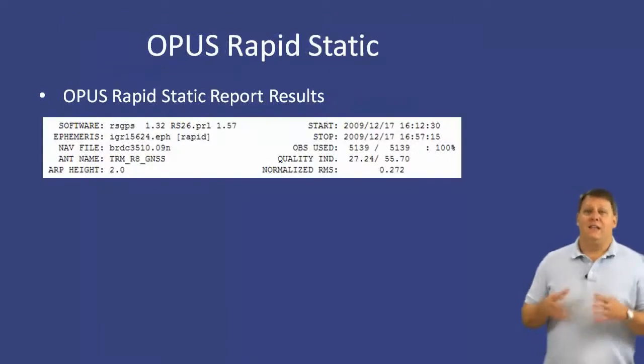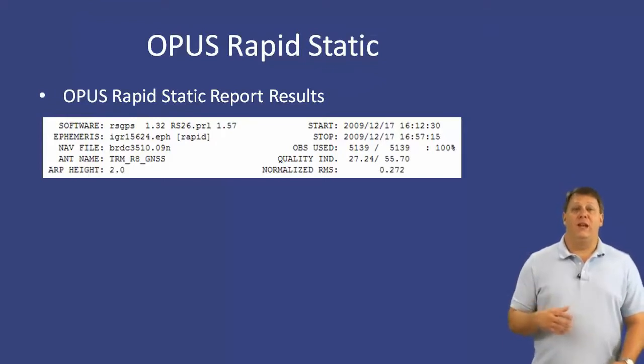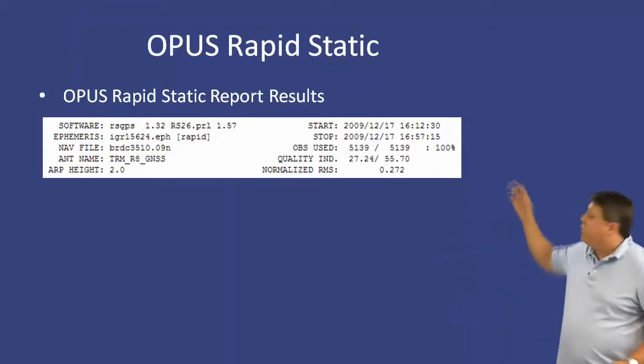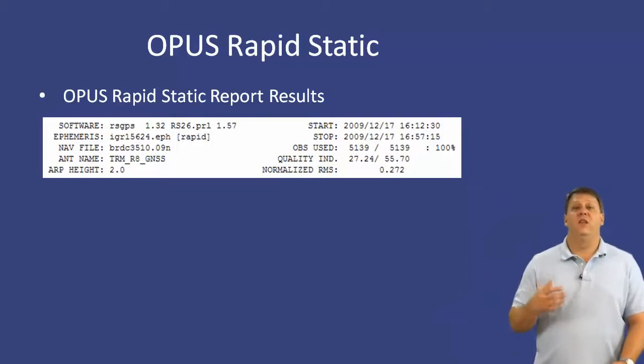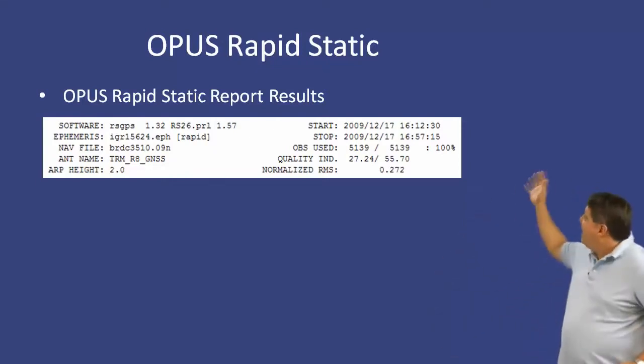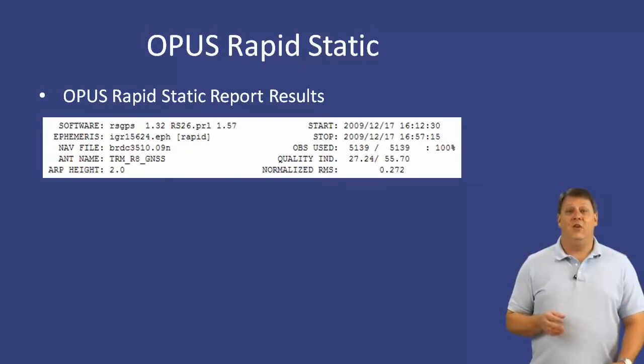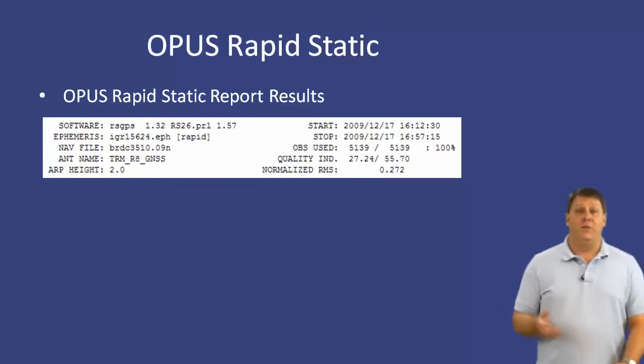Knowing that, let's start looking at an OPUS rapid static report and breaking it down. To begin with, we're going to look at our header. We can see the software that was used. We can see the ephemeris that was used, the navigation file, the antenna name, and the antenna height or our HI. Over on the right hand side, we can see our start and stop time, as well as the number of observations that were used, something called quality indicators, and finally a normalized RMS.